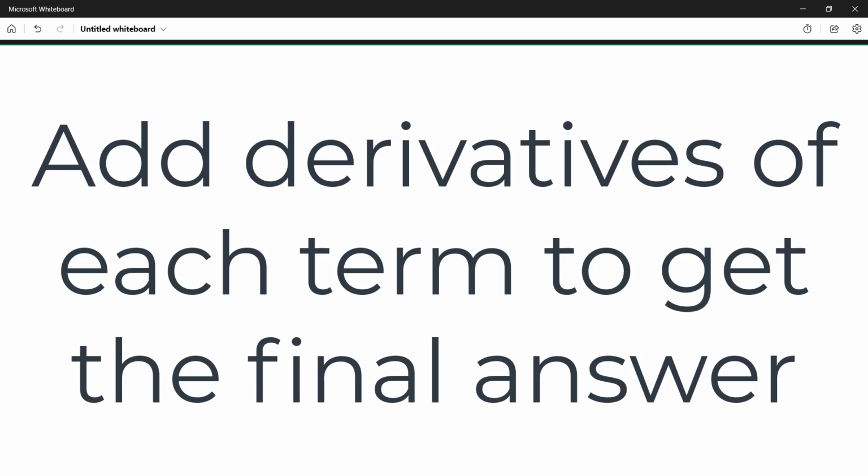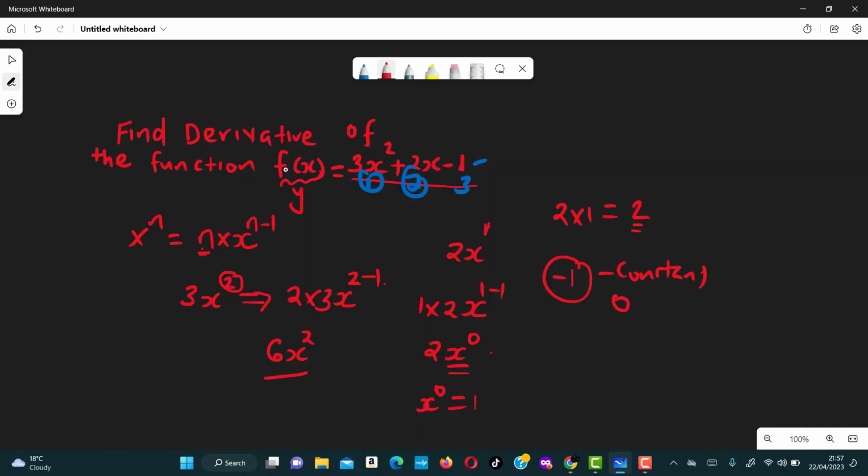The derivative of f of x, written as f prime of x, is the same as the derivative of 3x squared, which is 6x, plus the derivative of 2x, which is 2. The derivative of the last term is 0, so it does not have any effect on the equation, and therefore the final answer will be f prime of x equals 6x plus 2.